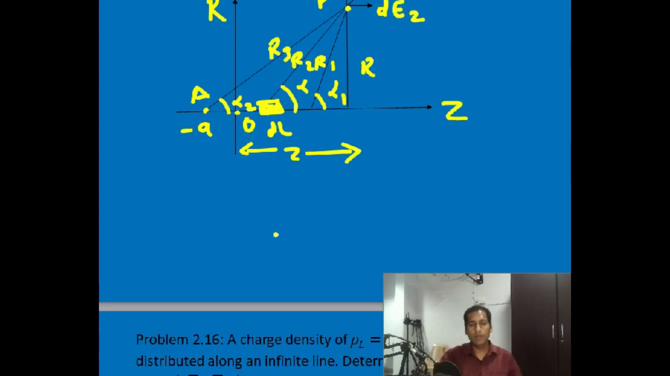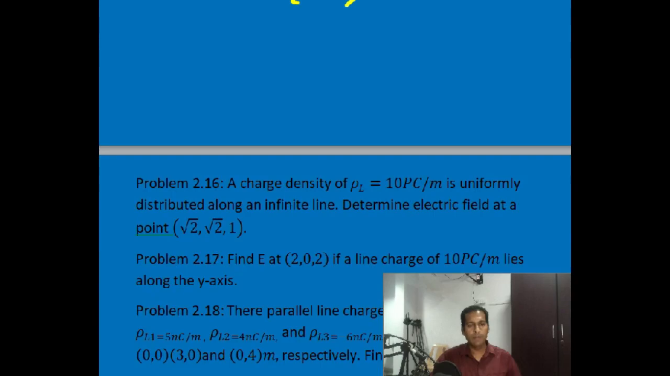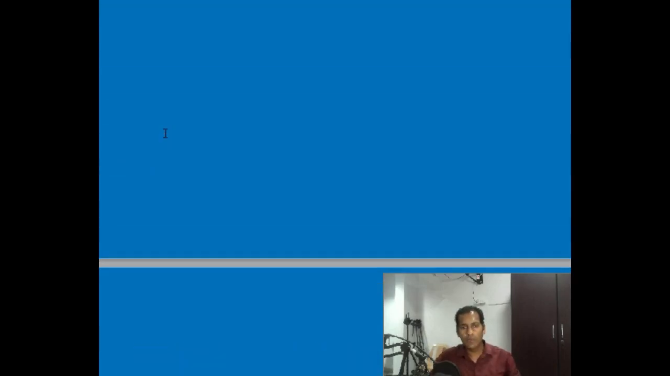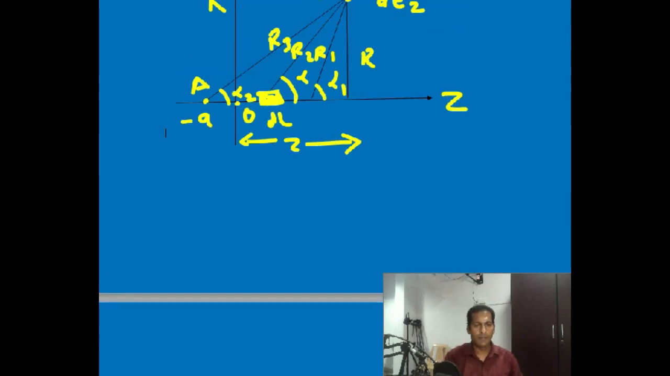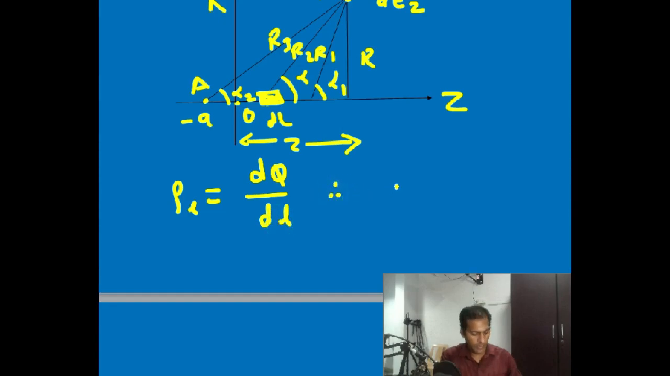So we will start with the basic definition of charge density. So how we get that? Any kind of density is directly proportional to the charge. For example, if rho L is the line charge density, it is directly proportional to the charge per length. So from here what we can say? We can say dq is equal to rho L dL.